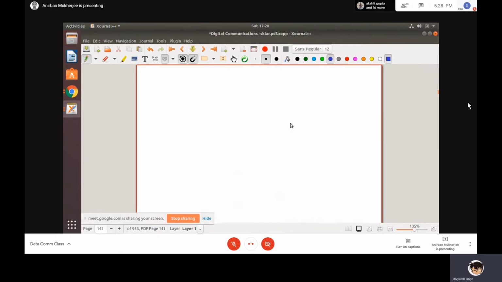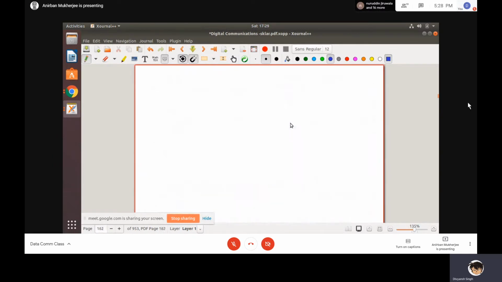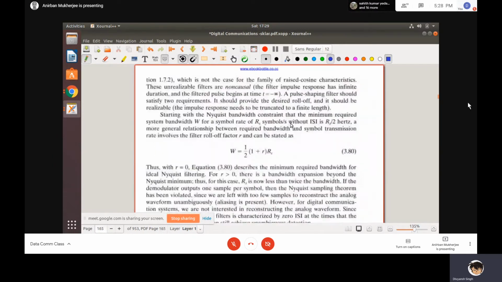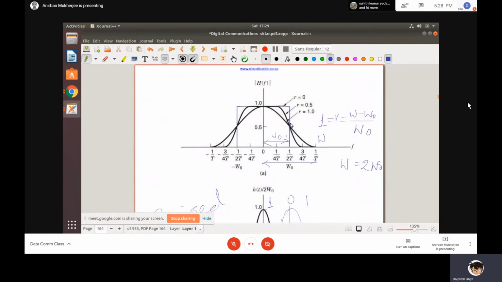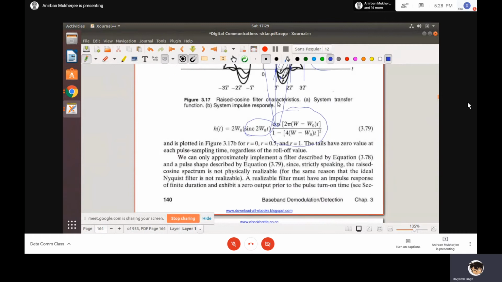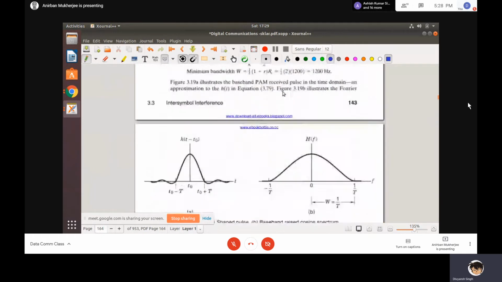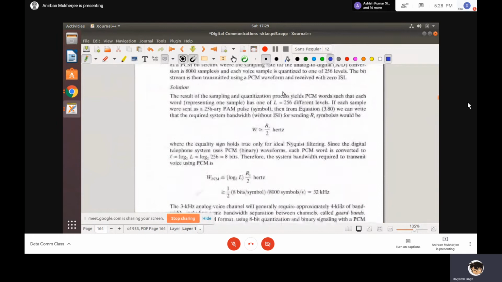Now let us see why there is no ISI effect. Because the raised cosine filter is like a much more tapered sinc filter, where the zero crossings will be at all symbol times. Okay. Now let us see how to mitigate this ISI.